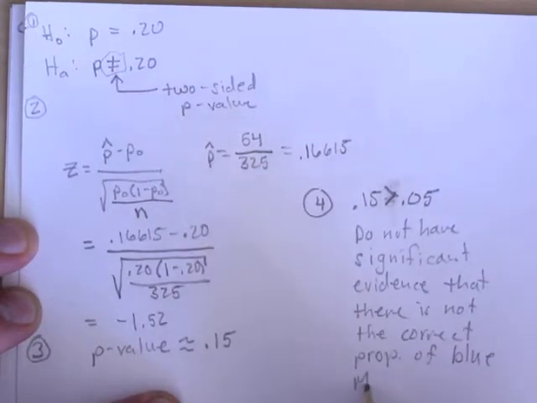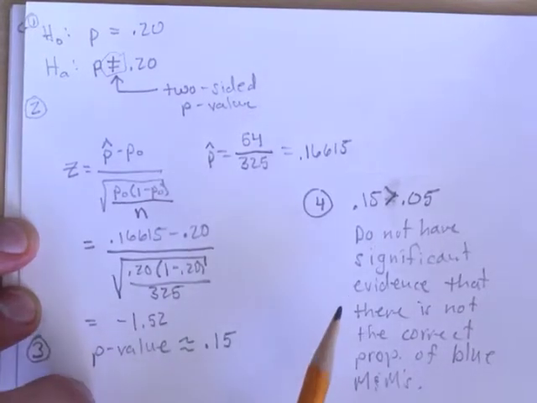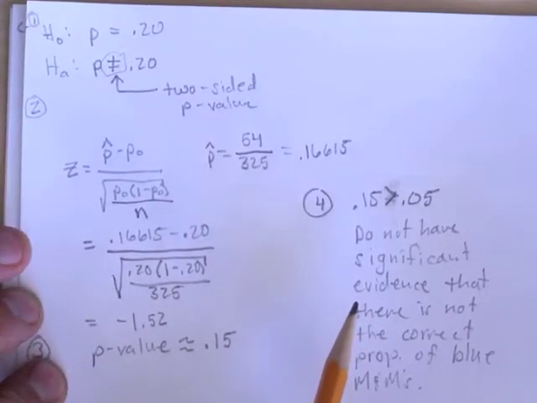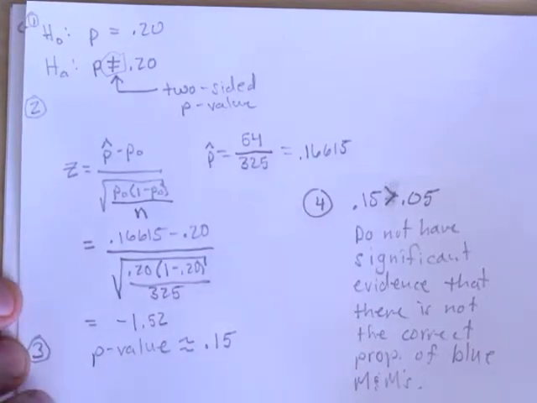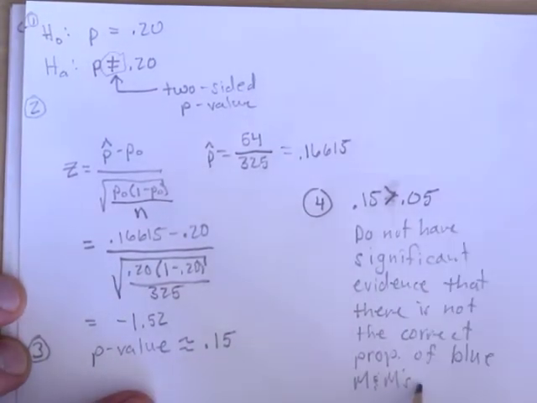And there are different ways of expressing this. You could also say that we are keeping the null hypothesis, or we do not have significant evidence to reject the null hypothesis, and any of those would be correct.